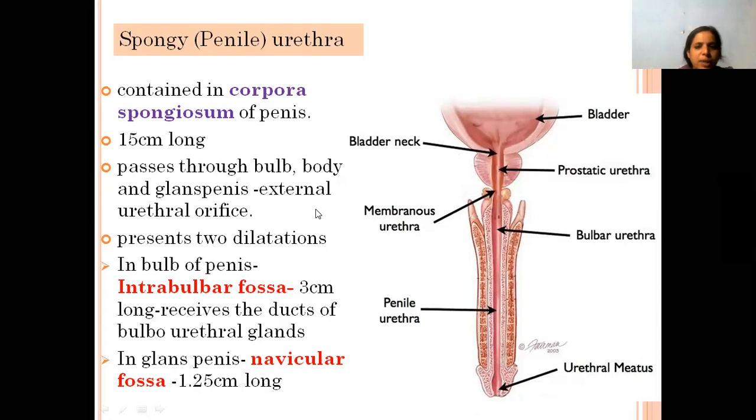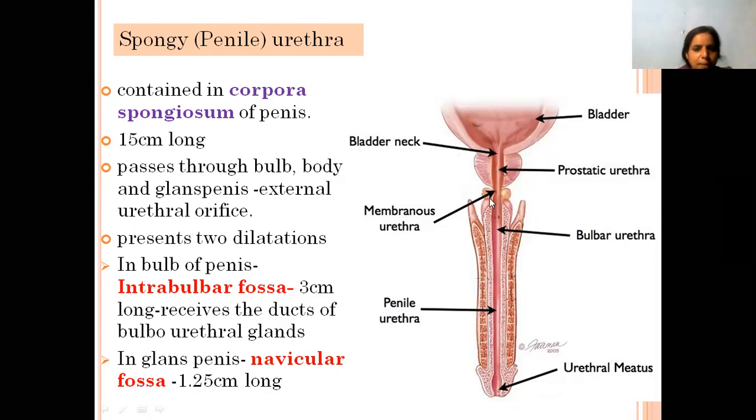Okay, so when you see the cut section of the penis, we have corpora cavernosa and corpus spongiosum. The middle area is called the corpus spongiosum. In the center of the corpus spongiosum, you will see the penile urethra running, which is 15 centimeters long. Okay, and finally it is ending here.